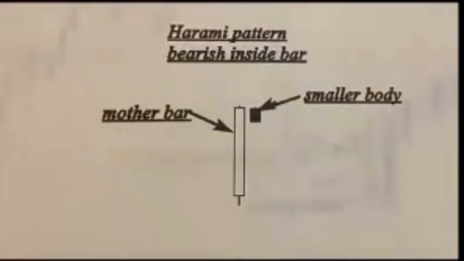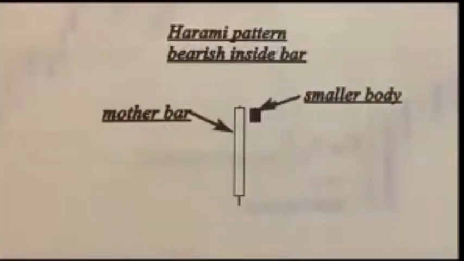That's the same thing with what we can see here. From the first mother bar, we can see that the buyers were in charge. But by the second one, we can see that the buyers are losing momentum. The sellers were taking over.